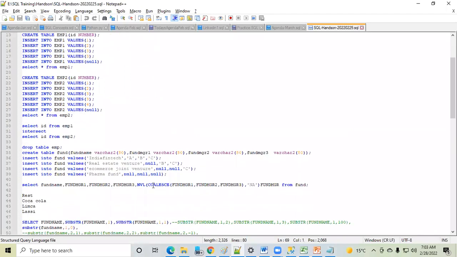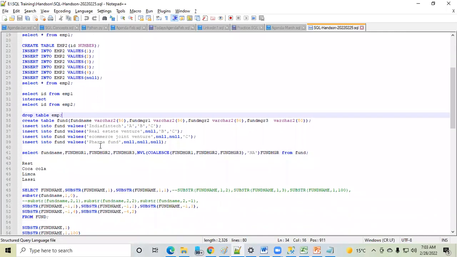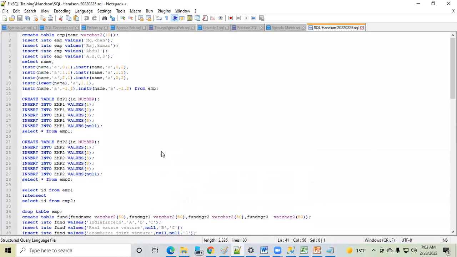In the last class we were discussing the substring function and the coalesce function, and then the in-string function. I hope you have revised those concepts: substring, coalesce, and in-string. Any question on that? Any confusion? Anything you want to discuss?